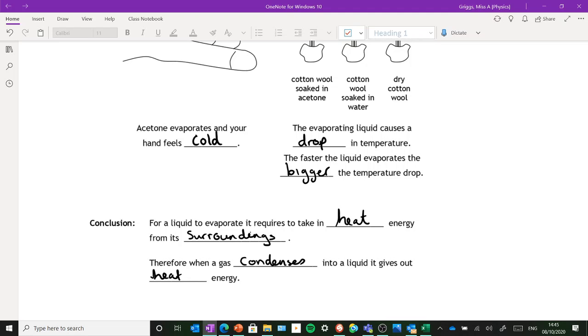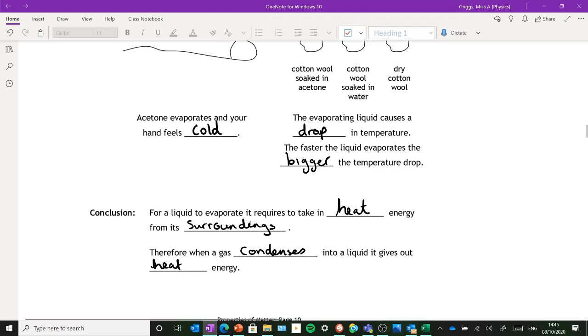Okay, so when something's evaporating, when it's going from a liquid to a gas, it takes in heat energy, so it makes the surroundings colder. But when it's going the opposite way, so a gas to a liquid, it actually gives out heat energy, so it makes the surroundings warmer. Okay.